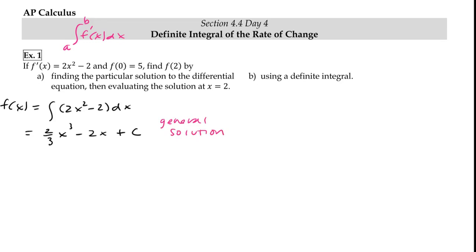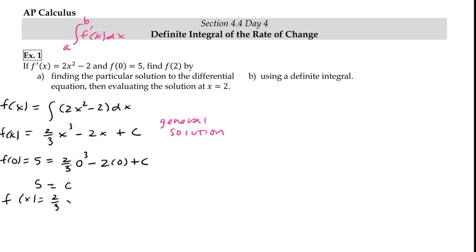Okay, now we're going to go on. So we found f of x is 2/3 x cubed minus 2x plus c. Now they gave us this value at 0, the output is 5. So that allows us to find the particular solution. What we're going to do now is say f of 0 is 5, and then we're going to go ahead and throw a 0 in. What this is going to do is allow us to get c. So 5 equals c. Now we can say, okay, now we know that f of x is going to be 2/3 x cubed minus 2x plus 5, and this is the particular solution.